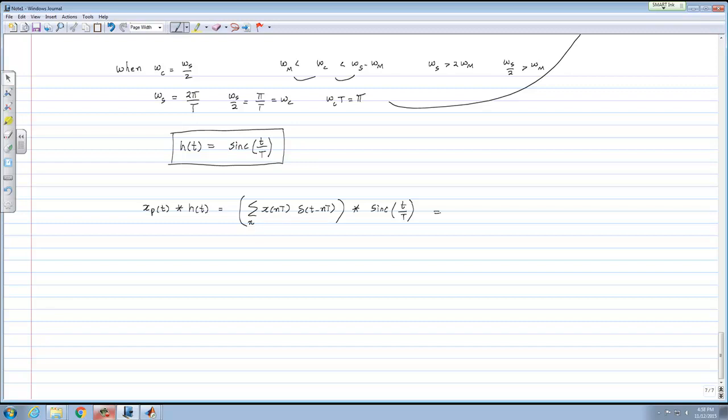Okay, how can we perform this convolution? Well, notice that convolution distributes over addition. So I have a sum of many terms here. I can convolve the sinc with each one of these terms, and then I can simply add them up. So this is nothing but the summation of x of nT times delta of t minus nT convolved with sinc of t over T. Do you agree? Because convolution distributes over addition, I can move my convolution inside the summation.